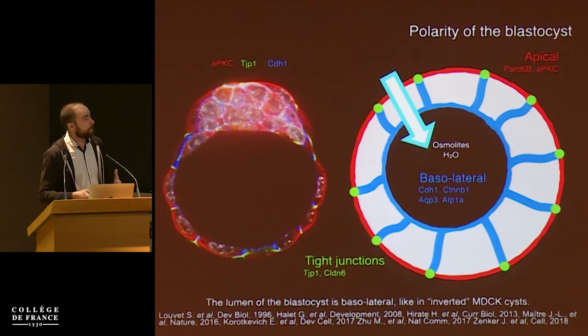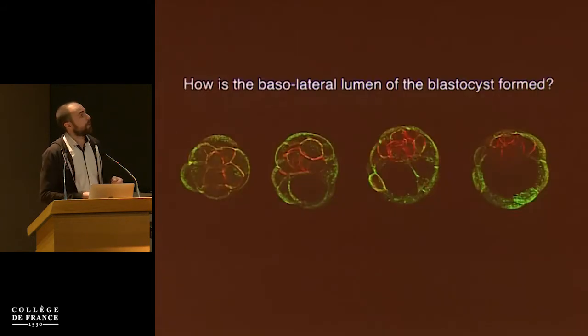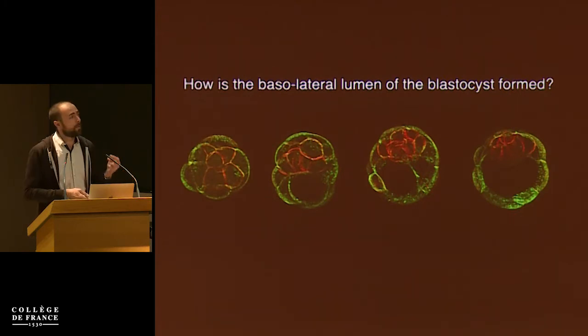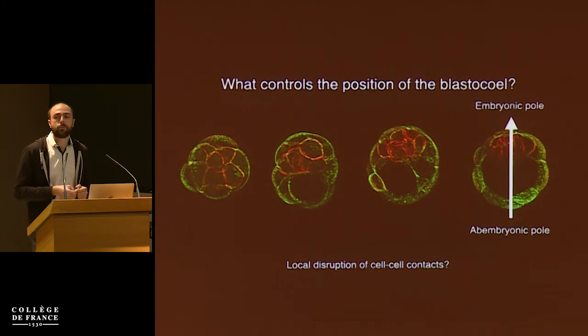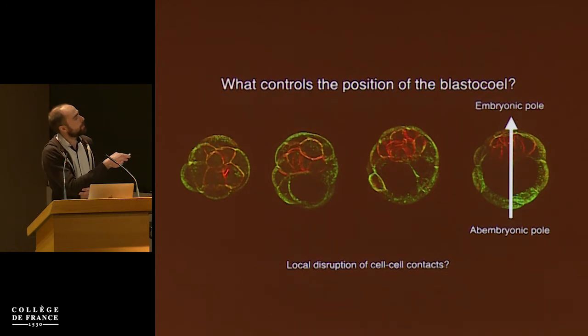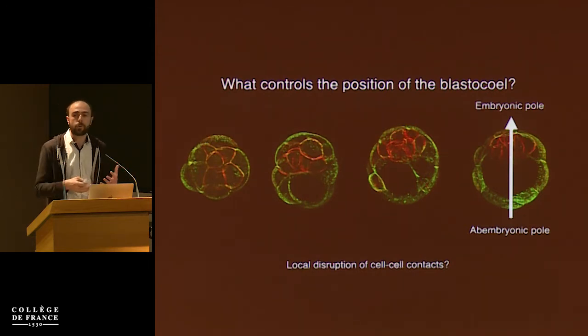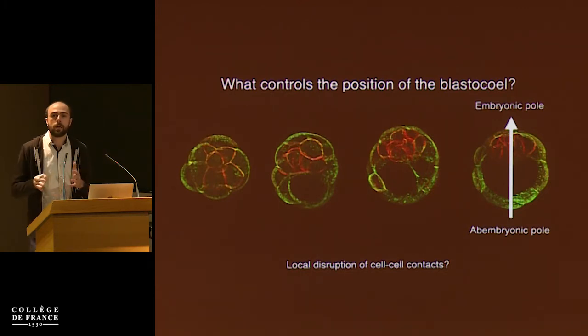So we would like to understand how you can form a basolateral lumen in the context of the formation of the blastocyst. And the other question we would like to answer is, how do you position this lumen? For the mouse embryo, it's very important. The embryo initially is radially symmetric. It has no axis of symmetry. But at the end of the lumen formation, we have now the first axis of symmetry of the embryo, with on one side the inner cell mass, and on the other side this lumen. And this is very important for the development of the mammalian embryo, as it will help directing the dorsoventral axis of the embryo later on.